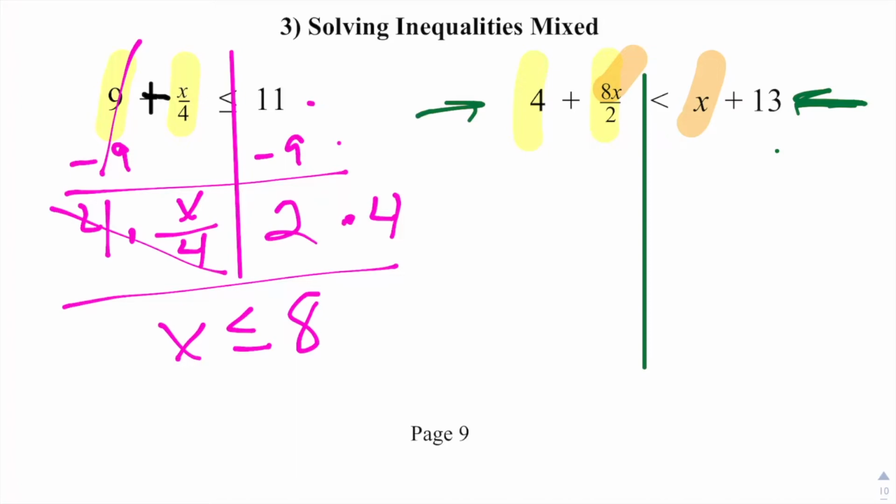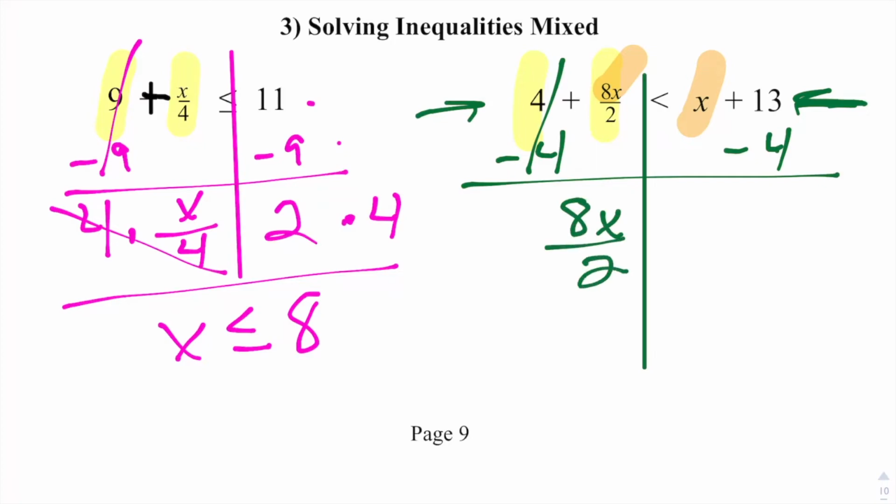So the first thing I want to do is I want to subtract 4 from both sides. When I subtract 4 from both sides, these 4's cancel. I'm left with 8x over 2 is less than x plus 13 minus 4. Those are like terms, so I can put them together. 13 minus 4 is 9. Perfect.